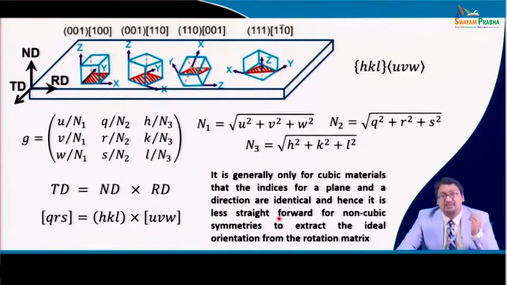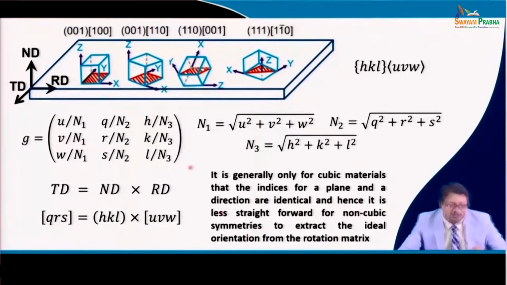So, you see, here I will give you a disclaimer that it is generally only for the cubic materials that the indices of the planes and the directions are identical. In case of other materials like the hexagonal crystal system or trigonal system, the planes and the perpendicular directions are not identical, right, and hence it is less straightforward in case of non-cubic materials, that is, with non-cubic symmetries, to extract the ideal orientation from the orientation matrix, like we have done here, and this is only for the cubic crystals.